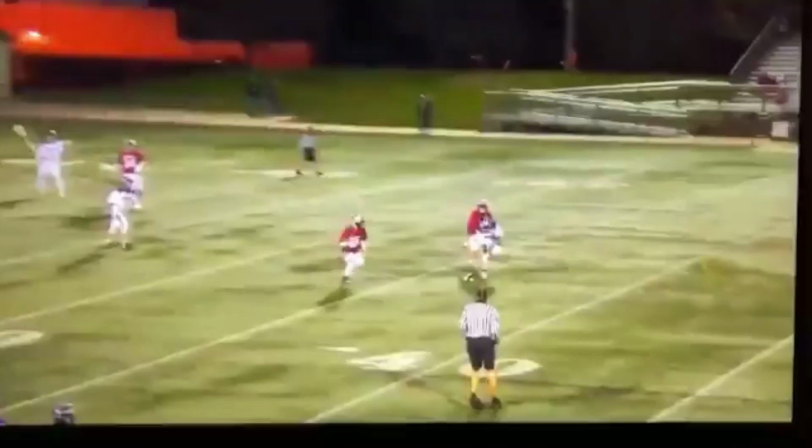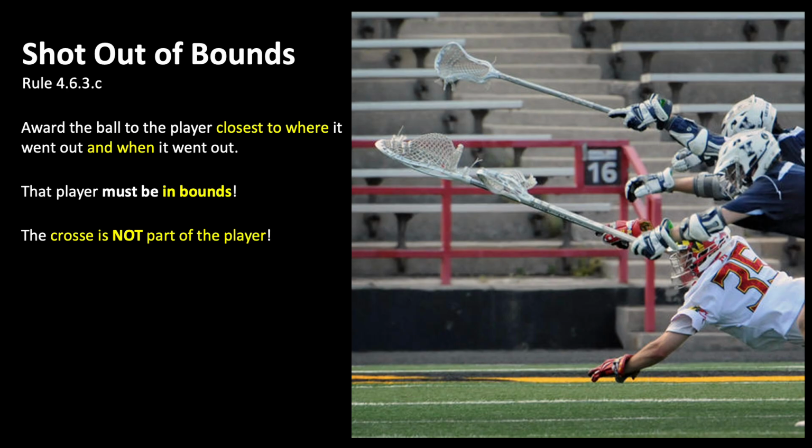Okay, so this is good stuff. We wanna make sure we're in position, and that we're not just saying it's out of bounds when it's not out of bounds. Remember, a shot out of bounds is the body of the player, not the cross, and you've got to be closest to where it was when it went out of bounds, and you must be in bounds as a player.